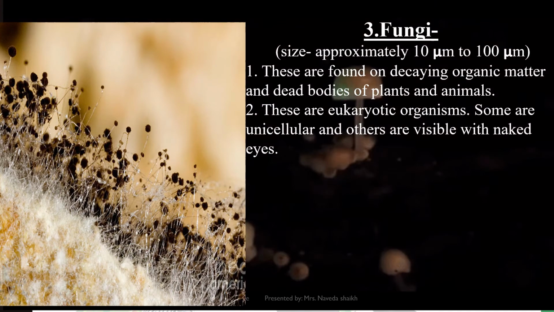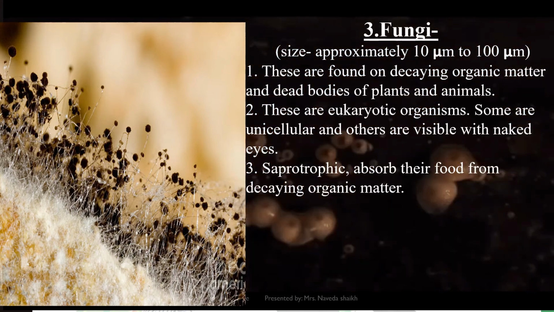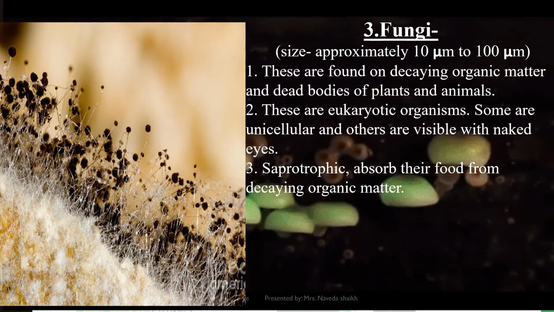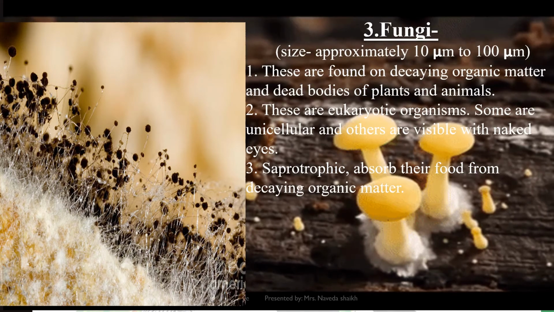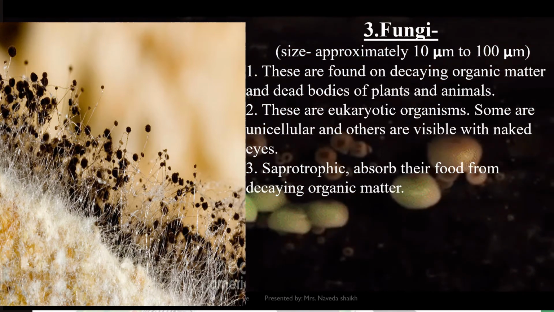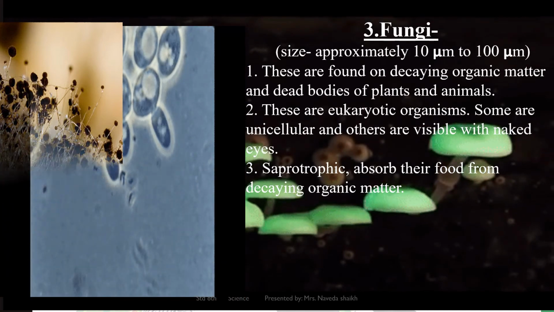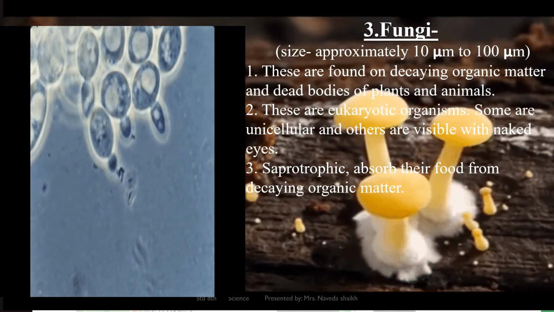They reproduce sexually and asexually by cell division or by budding. Here you can see how they reproduce by simple cell division, or by budding. Examples are baker's yeast, which we use in our food. Then you have candida and mushrooms. Mushrooms are also very well known to you.